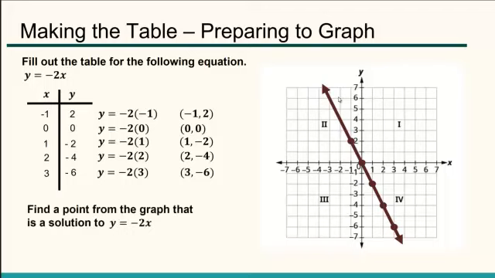So our next instruction is to find a point from the graph that's a solution to y equals negative 2x. Let's not do one that we already graphed. Let's just do another one. So let's just pick that point right there. All right, so I chose the point x is negative 3, y is 6. It's sitting right there on the line. I'm going to write that point down and let me see if it satisfies the equation. So that would mean I'd need to do y equals negative 2 times negative 3, and I would say, oh yeah, that does equal 6.